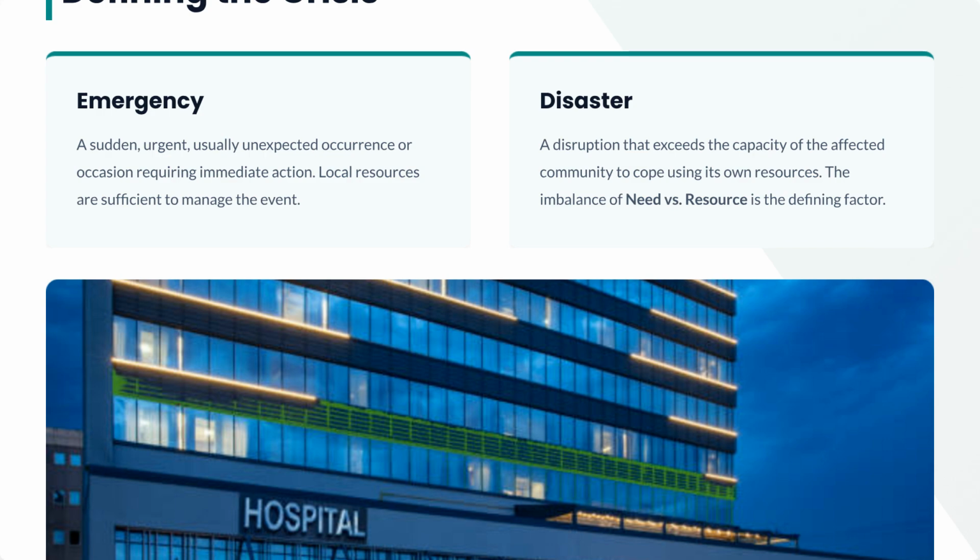When defining a crisis, an emergency is an occurrence that local resources can manage. A disaster, however, disrupts and exceeds the affected community's capacity to cope. The defining factor is the imbalance of need versus resource.